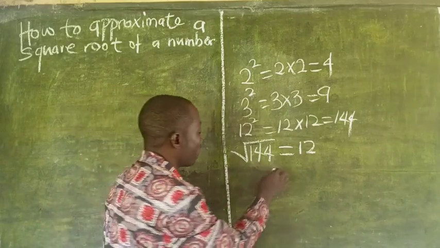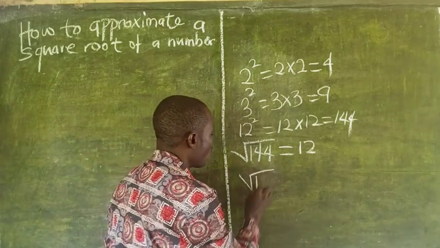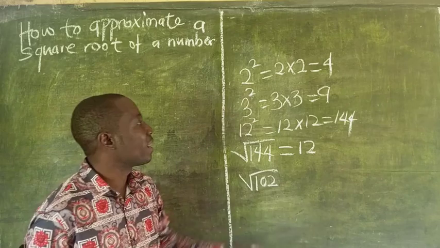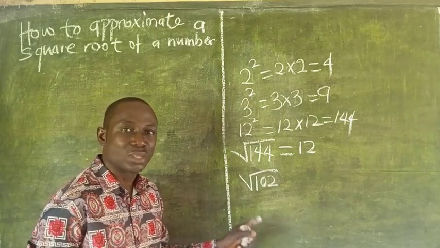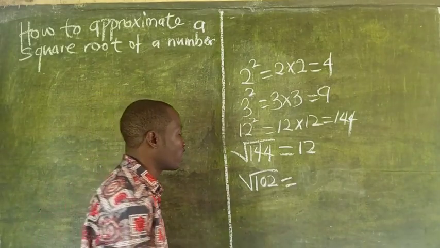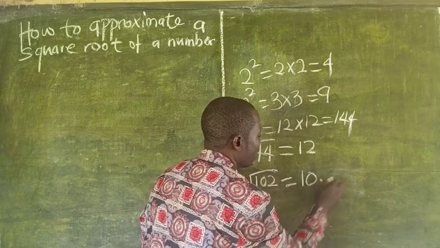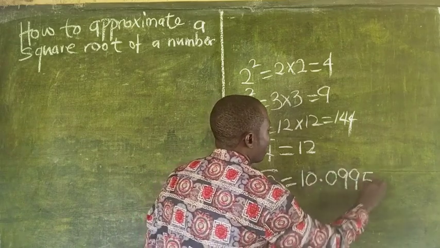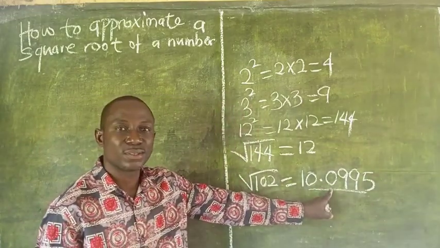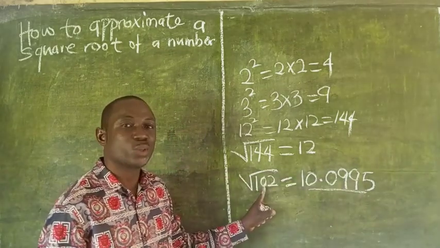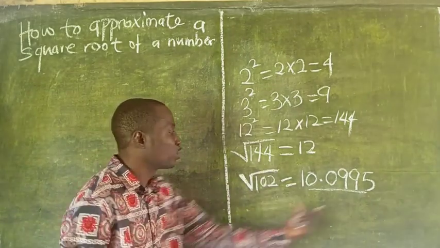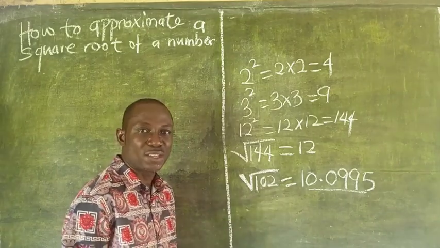But just in case you have a number of this nature, 102, can you get any integer that you can multiply by itself 2 times and get 102? The answer is no. When you use the calculator to do this, you are going to end up having 10.0995, and it continues. So you get a fraction. If you square this, you are not even going to get 102 back exactly. You see? So our work today is to show how to get an approximate value of the square root of a number that is not a perfect square.